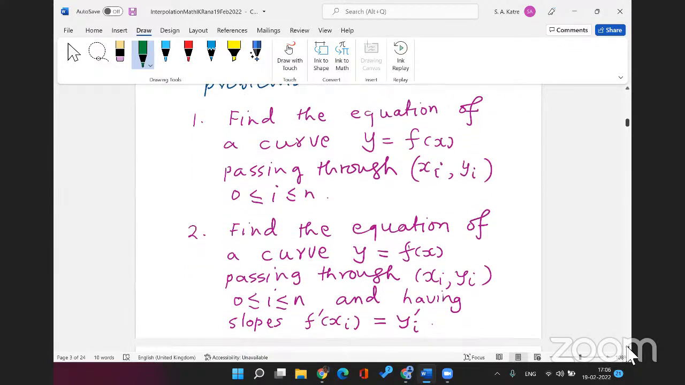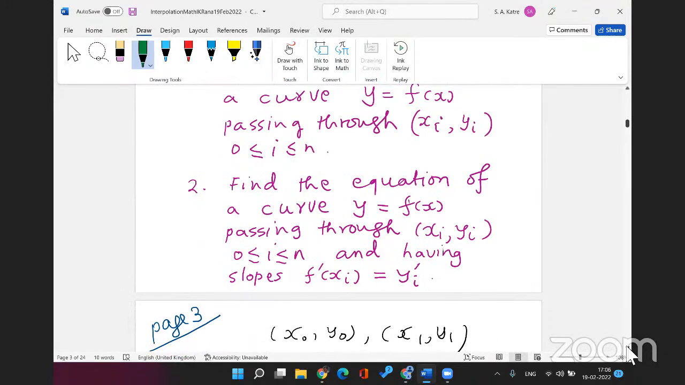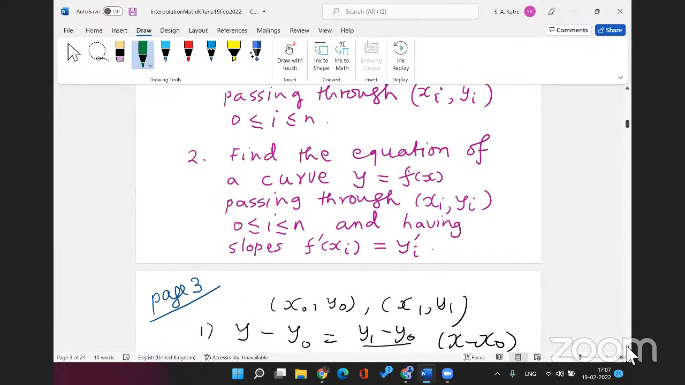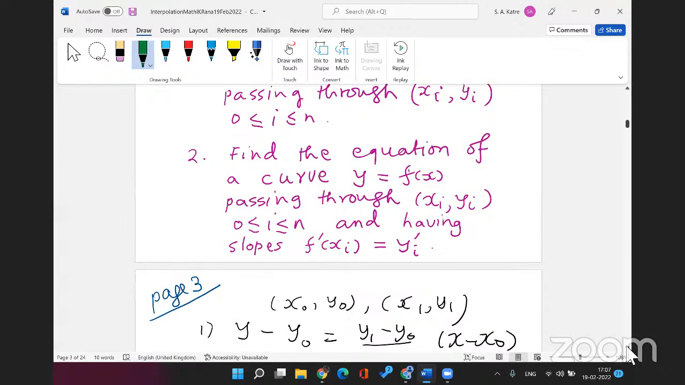The second problem is to find the equation of a curve y equal to f(x) passing through (xi, yi). This one condition actually involves n plus 1 conditions because i equal to 0 to n. And there is one more condition, the derivative f dash (xi) is equal to yi dash for i equal to 0 to n. So these are again n plus 1 conditions. So we have in all 2n plus 2 conditions in the second problem. In the first problem we have n plus 1 conditions.